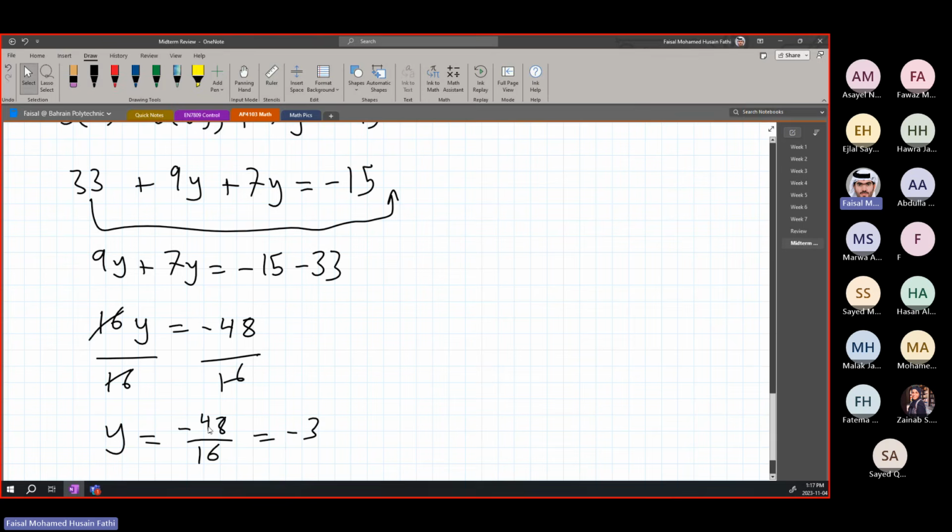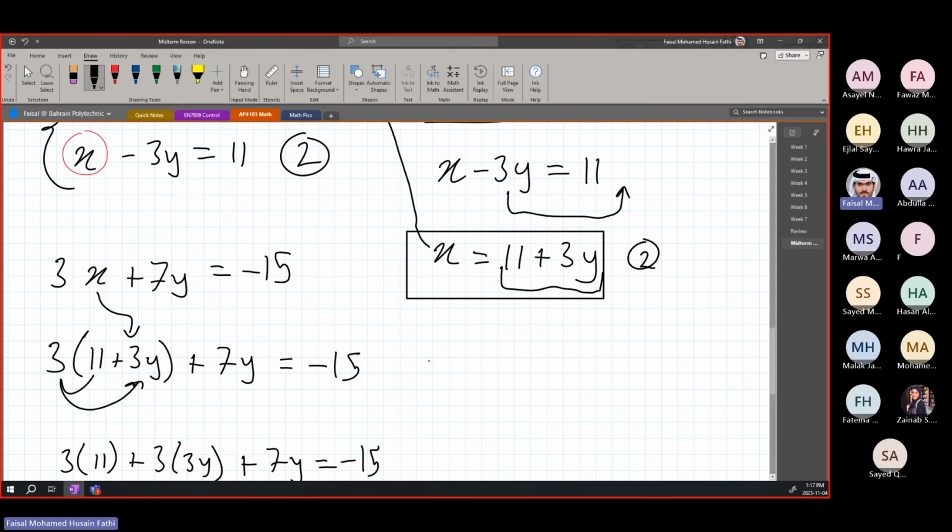Now we got the y value. Now we will substitute this back into this equation, the x equal to 11 plus 3y. 11 plus 3y. And we know that y is equal to minus 3. We will substitute the y here, the minus 3, into this y over here.